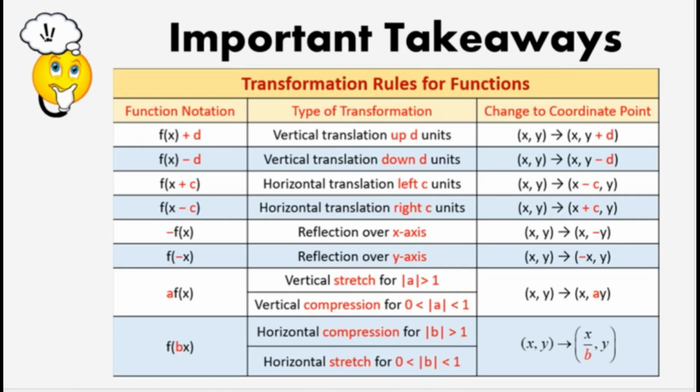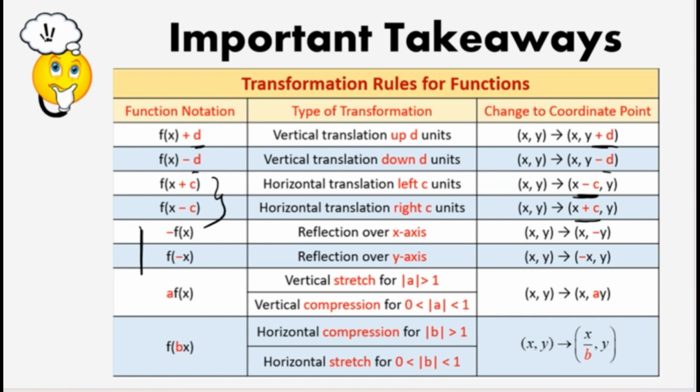Important takeaway for this topic. This is a very useful page I find, and you can also print it and stick it on your wall, which can help you. If your function has plus d or minus d, that is a vertical translation up or down by d units, meaning to your y coordinate you have to add d or subtract d. If plus c or minus c is inside the bracket, it is a horizontal translation, and we have to do the opposite. So for plus c, we do minus c from the x coordinate. If it is minus c, we do plus c to the x coordinate.